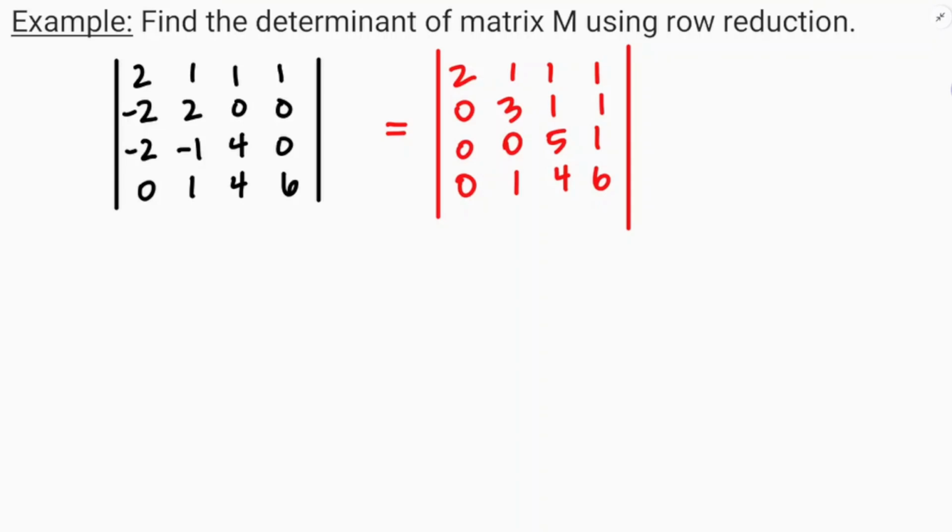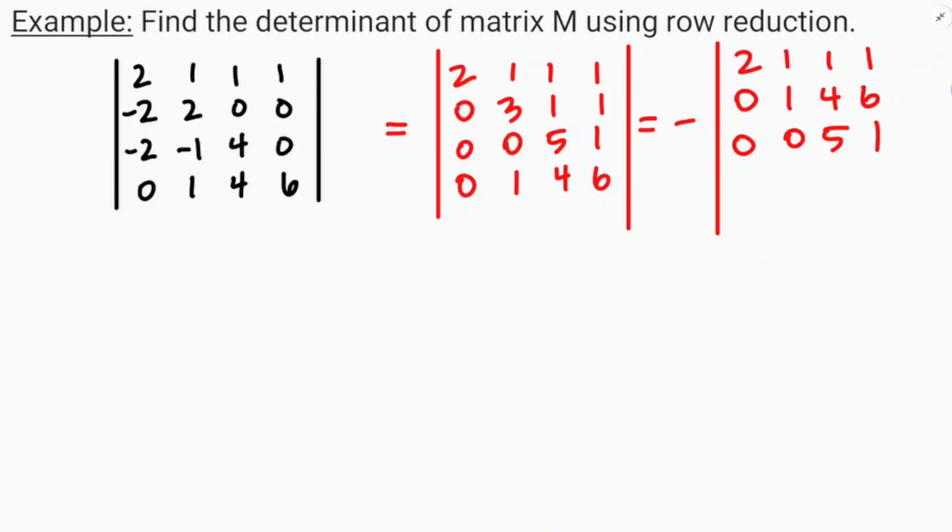And now I'm going to row swap. I'm doing it preemptively to show you what I'm talking about. To track my changes, I just put a negative on the outside. So 2, 1, 1, 1. I'm swapping row 2 with row 4. 0, 1, 4, 6. 0, 0, 5, 1. And it's looking good. What I'm going to do is subtract 3 copies of what used to be row 4 from what used to be row 2, and then drop that off in row 4.